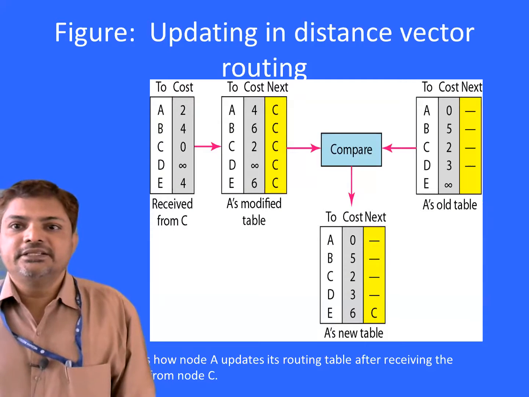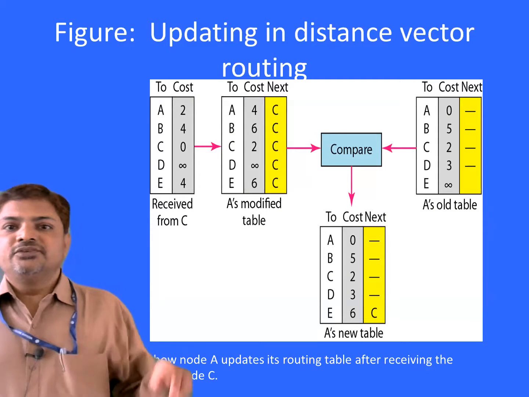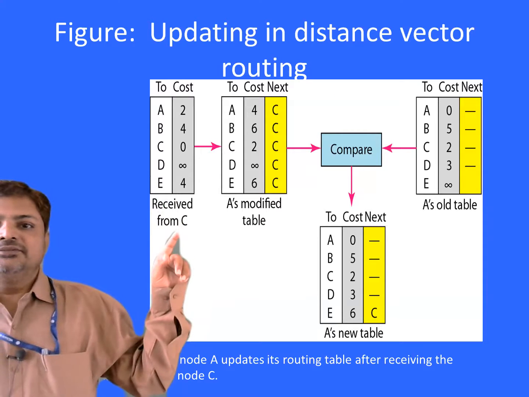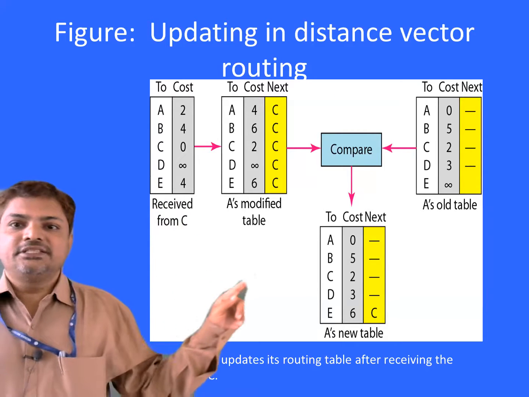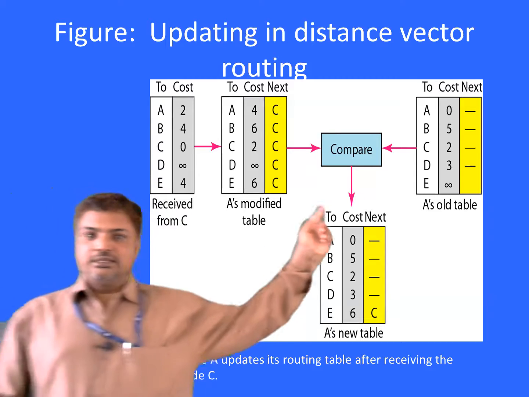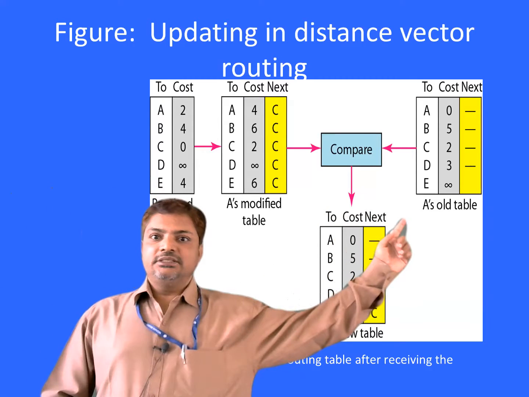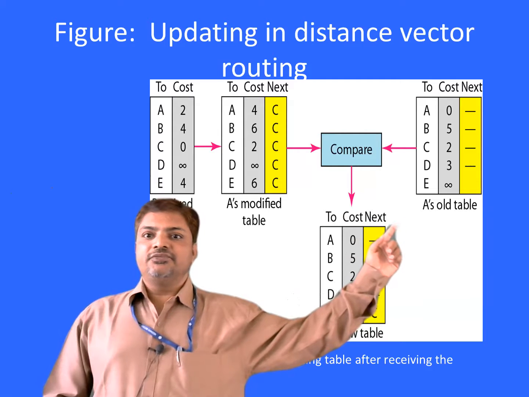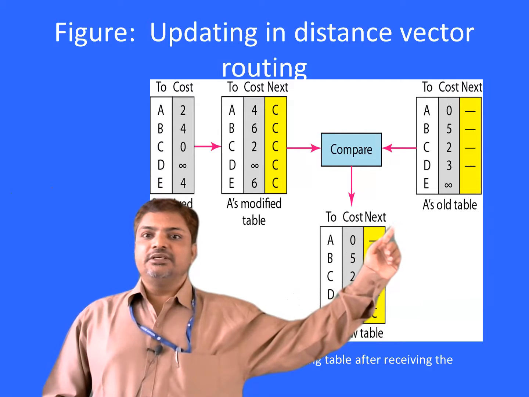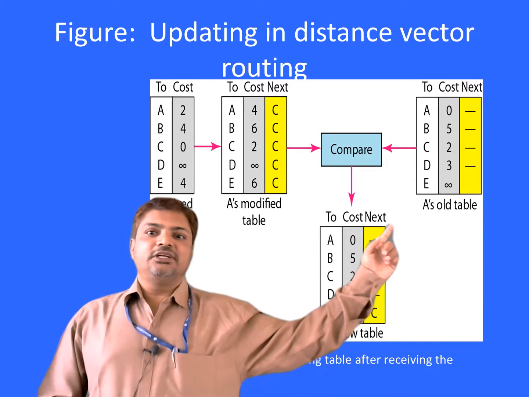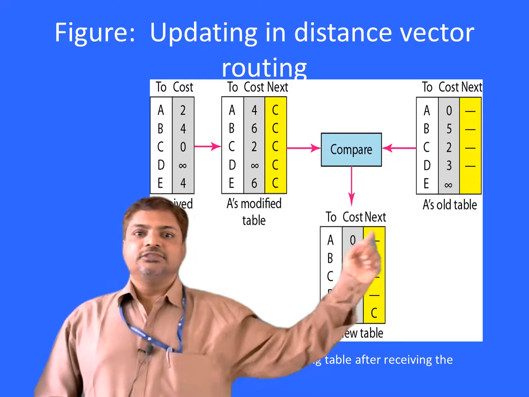So, updating in distance vector routing. As you can see, this is the initial table for A. A's old table: from A to A it is 0, from A to B the cost is 5, from A to C the cost is 2, from A to D the cost is 3, and from A to E the cost is infinity. This is the old table. We have already seen that.